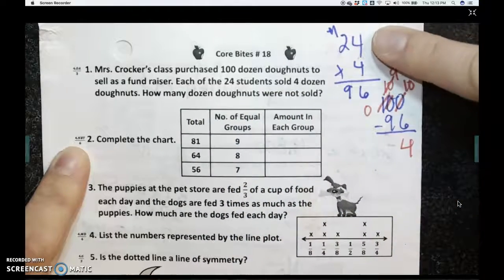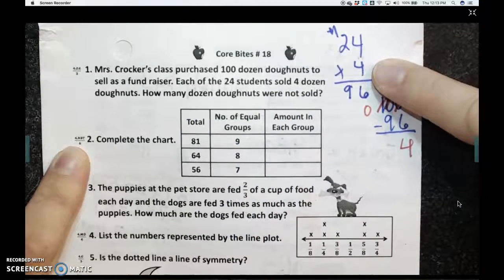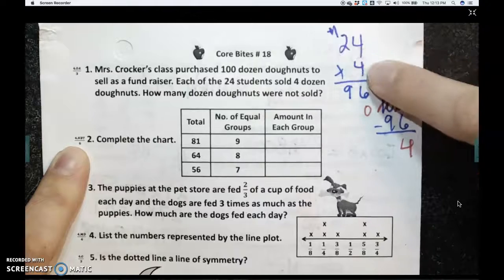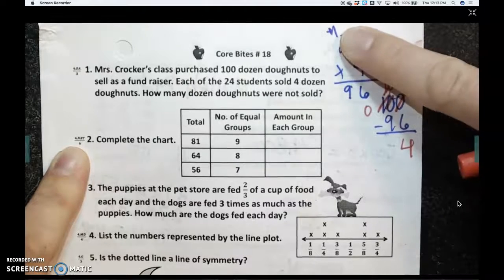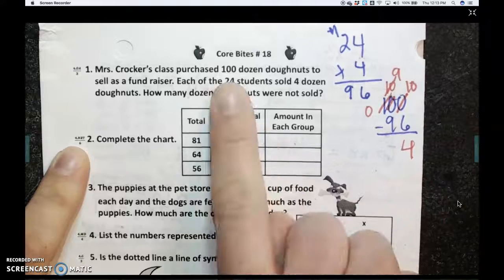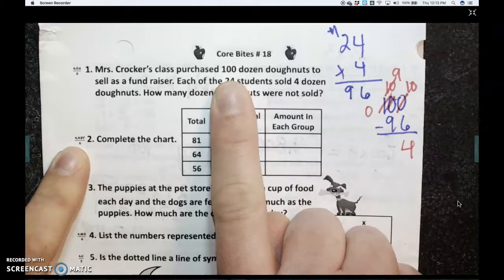So there's 24 students, each of them sold 4 dozen. So we need to find out how many total dozens that was. So 4 times 4 is 16. Regroup your 1. 4 times 2 is 8, plus 1 is 9. So that gives you 96 dozen. But we know there were a total of 100 dozen.